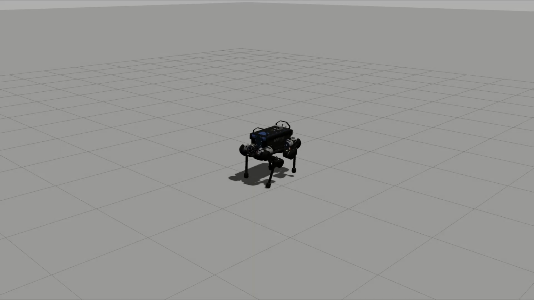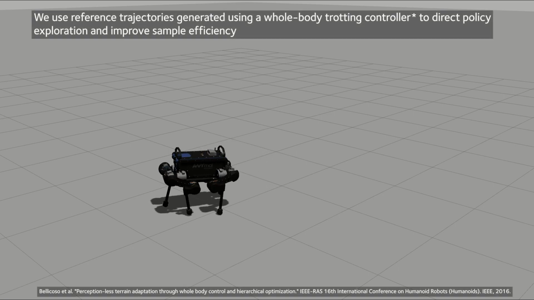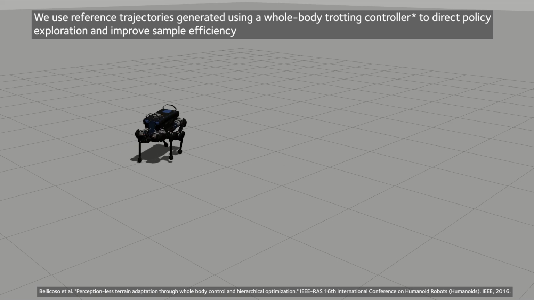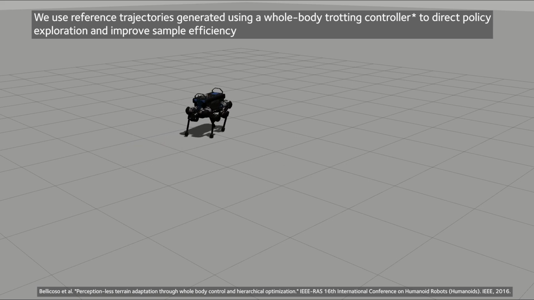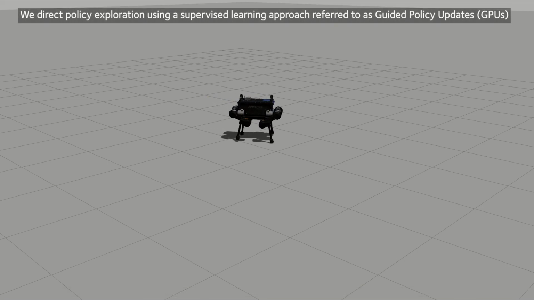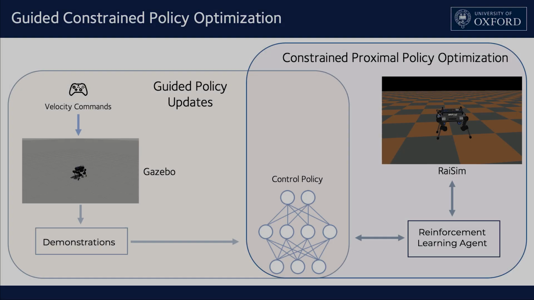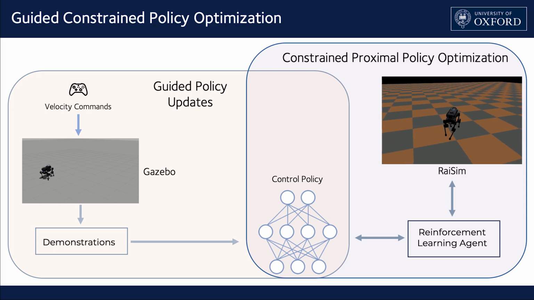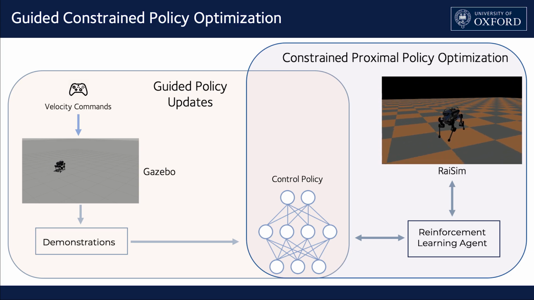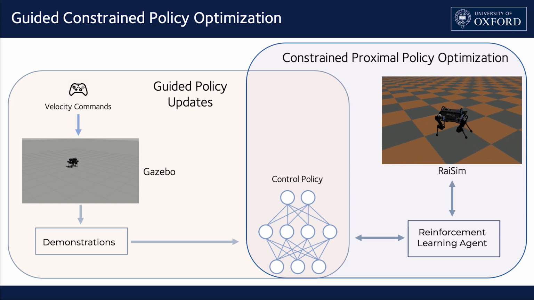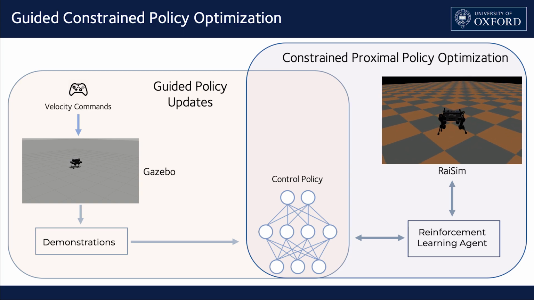In order to reduce the samples required for policy convergence through exploration, we use reference trajectories generated using a whole body trotting controller to warm start our control policy and to direct policy exploration. We do this using a supervised learning approach and refer to it as guided policy updates. We then perform constrained proximal policy optimization and then alternate between the two as training progresses. We collectively refer to this as guided constrained policy optimization, as presented on the current slide.